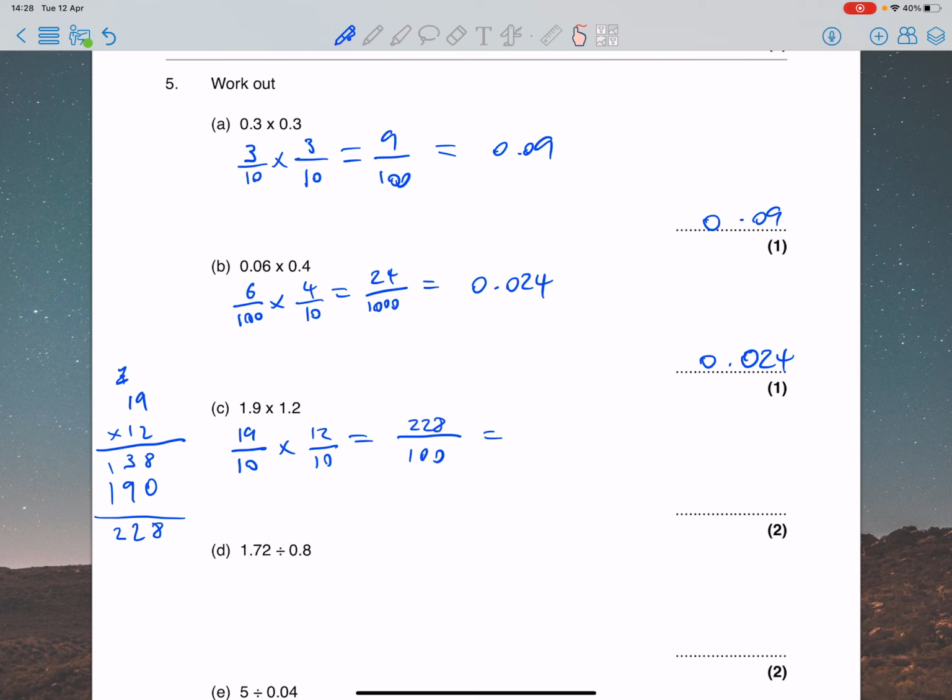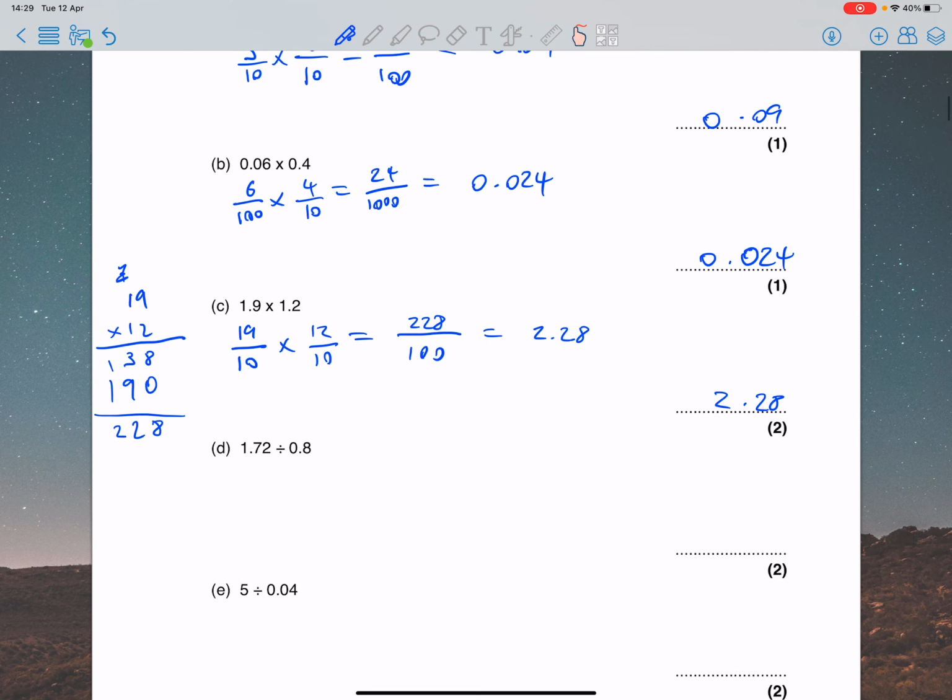228 over 100. 228 divided by 100 is 2.28. So that is our final answer. Now for the division problems, this is what we do.